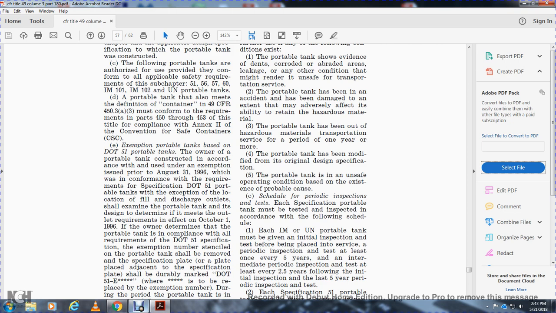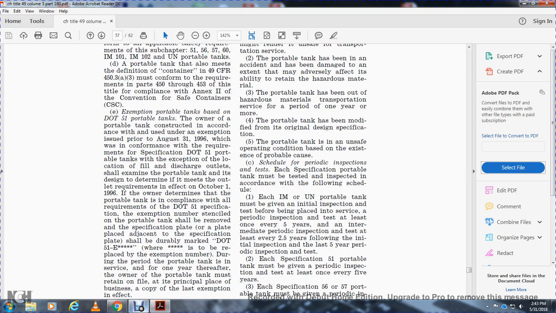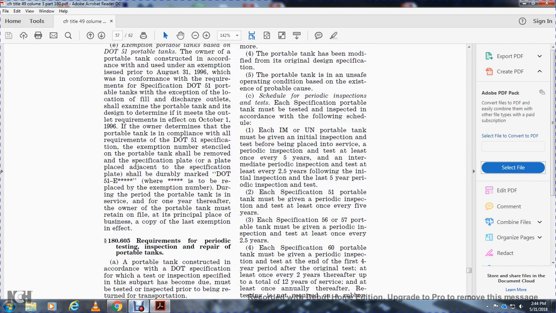The exemption number for the portable tank should be removed from the specification plate or a plate adjacent to the specification plate, which should be durably marked F1E ****. The asterisks must be replaced with the exemption number during the period of the portable tank. The owner must retain a copy of the last exemption in effect for 1 year thereafter, other than the portable tank, on file, and the principal place of business must keep a copy of the last exemption in effect.